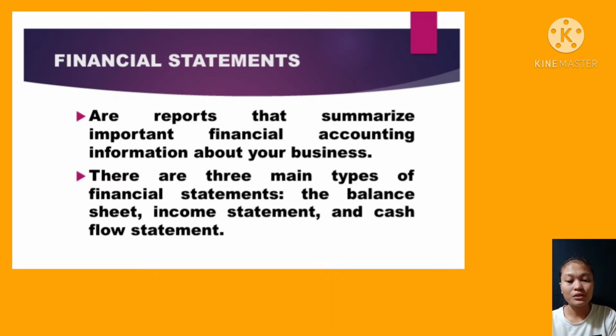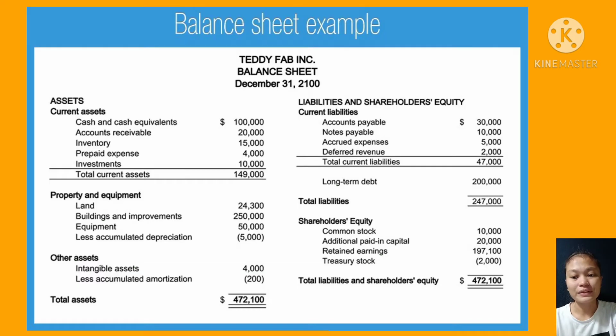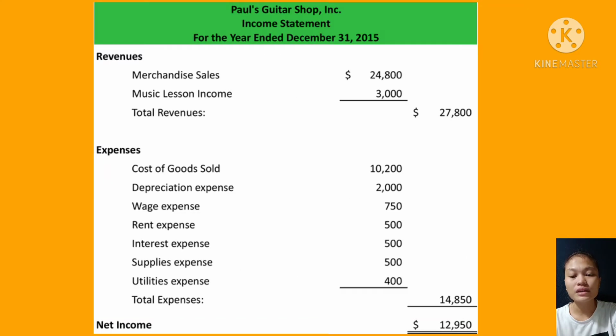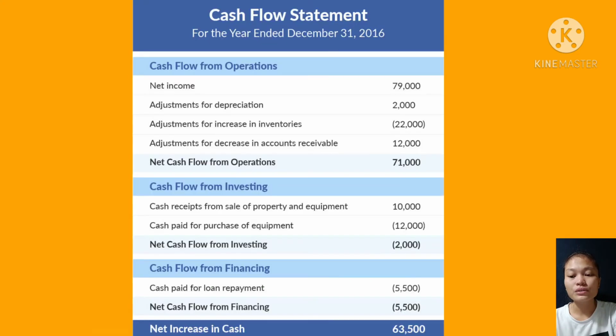These three major financial statement reports show complete information regarding assets, liabilities, equity, reserves, expenses, and profit and loss of an enterprise. Here's an example of a balance sheet, income statement, and cash flow statement.